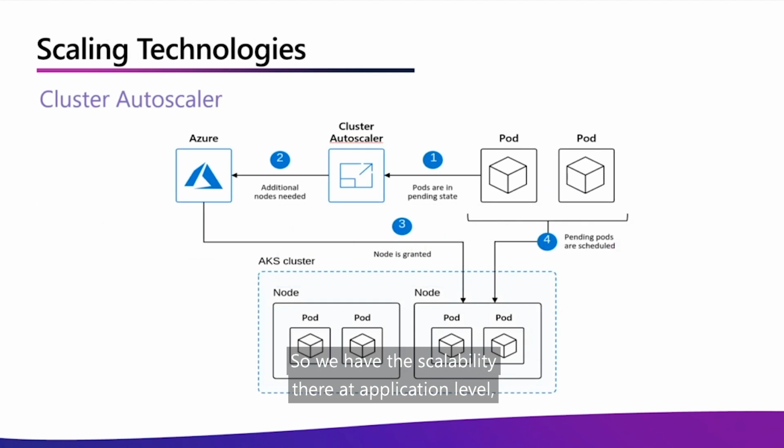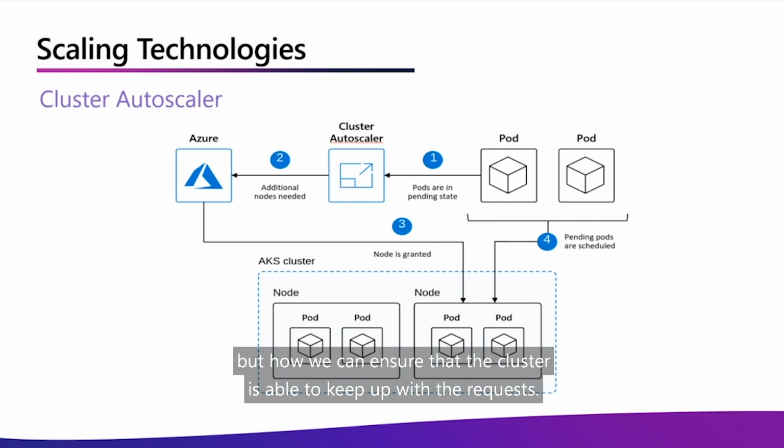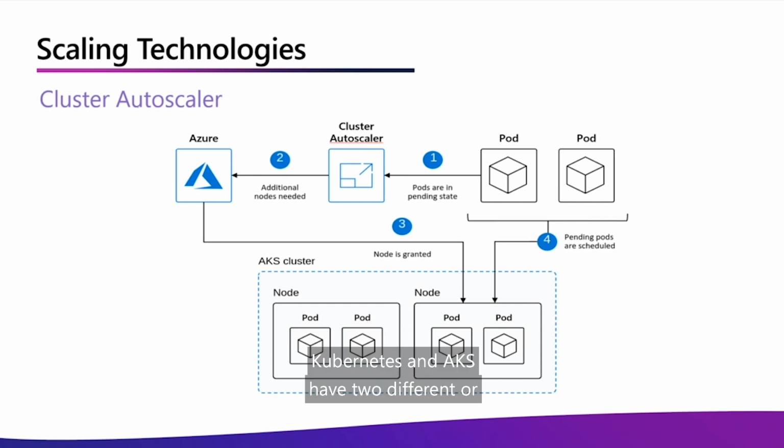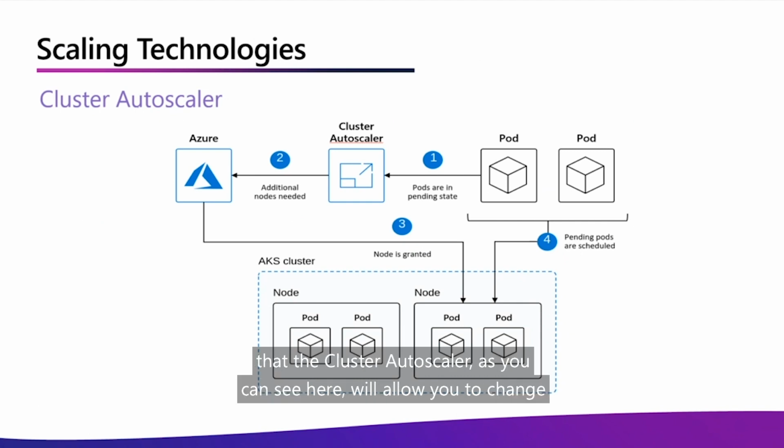So we have the scalability there at application level, but how can we ensure that the cluster is able to keep up with the requests? Kubernetes and AKS have two main scaling capabilities: the cluster autoscaler and the horizontal pod autoscaler, HPA. What's the difference between those? The difference is that the cluster autoscaler, as you can see here, will allow you to change the number of nodes.